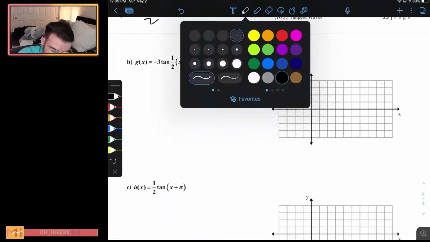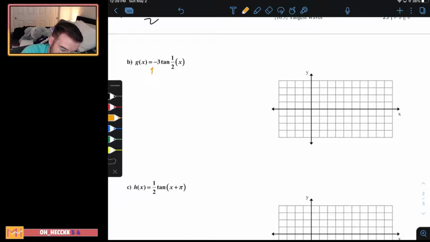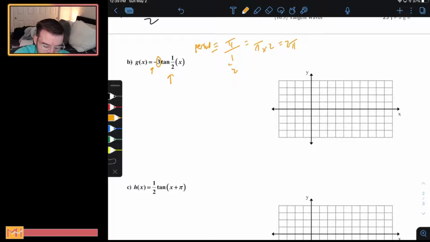Let's do another one together. So this is going to flip it. This is going to stretch it. But again, we don't really have an amplitude, but it stretches it. This is going to make it longer, because remember when you find your period, you're going to do pi divided by a half, which results in pi times 2, which equals 2 pi. So our period is now 2 pi long.